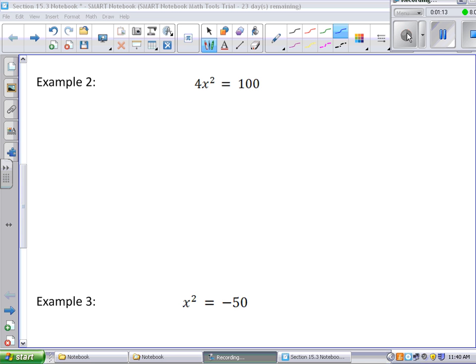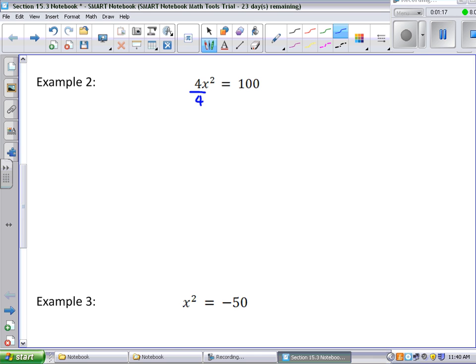4x squared is equal to 100. I want to get the x squared by itself first, so I will divide both sides by 4, and then I will have x squared is equal to 25. Using the square root property, I'm going to take the square root of both sides. I'll have plus or minus the square root of 25.